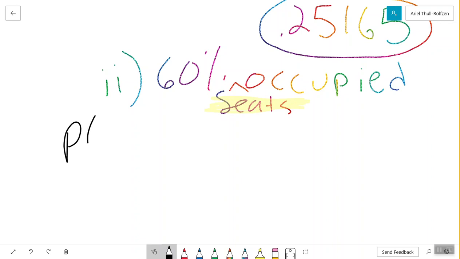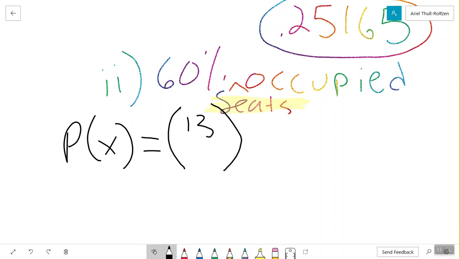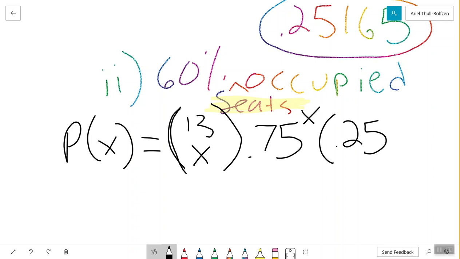So we're going to do this and say P of X equals N, which is going to stay at 13, because remember, we still are calling 13 people to reserve rides, over X times P, which stays at 0.75, because it's still only 75% of people showing up for their rides, to the power of X, times 1 minus P, which is still 0.25, because remember, P hasn't changed, times N to the power of 13 minus X. And now it's still the same equation, but I don't know what I want to plug in for X.